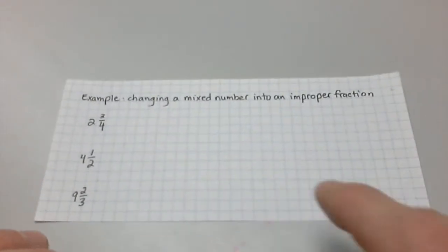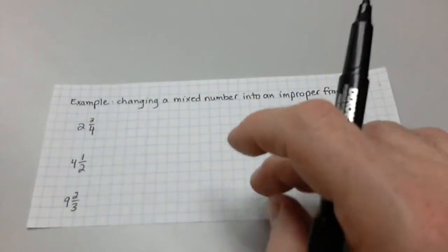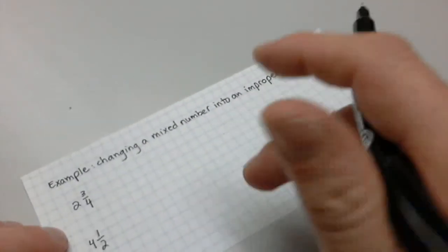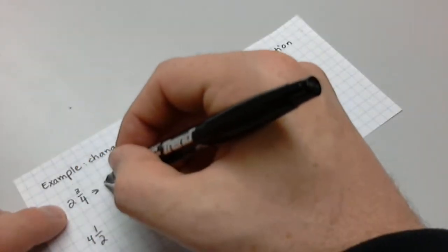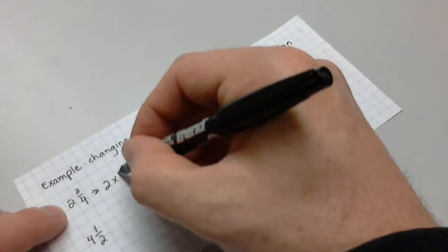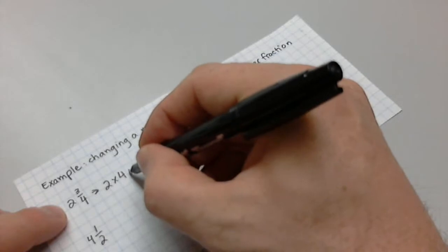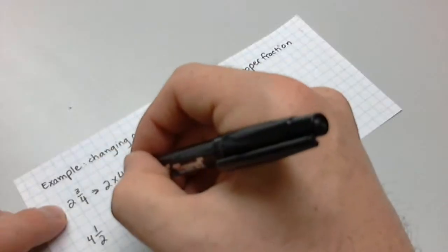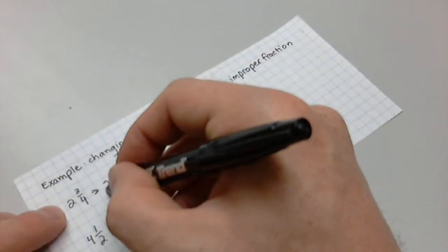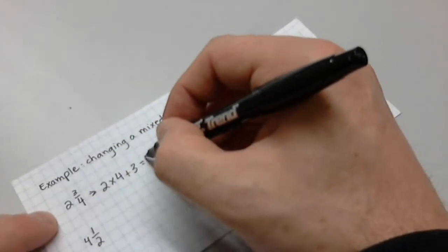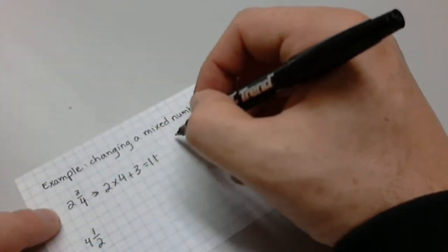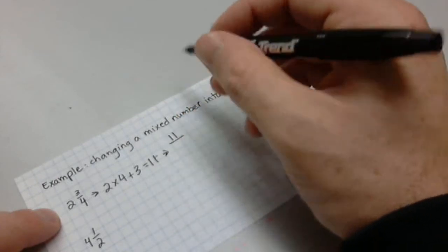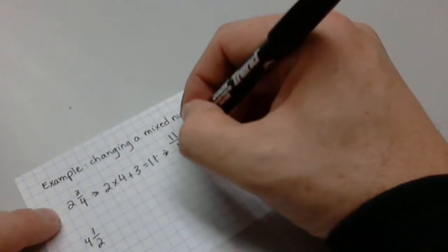Now, conversely, changing a mixed number into an improper fraction has a slightly different process, where what happens is we take the whole number, which is 2, we multiply it by the denominator and then add that to the numerator. So 2 times 4 plus 3 equals 11. Now 11 becomes my new numerator, and my original denominator 4 stays the same.